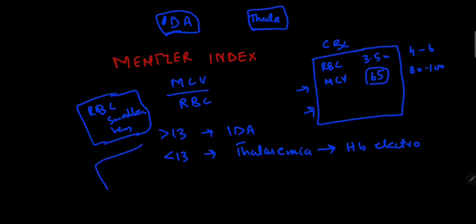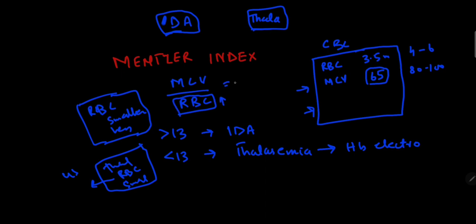In thalassemia, we have RBCs that are formed. The number is usually normal, because even though hemoglobin is defective, it is still synthesized and iron is there. So RBCs are smaller, but they usually are normal or even more in number. So in thalassemia, this RBC number is usually normal or more.